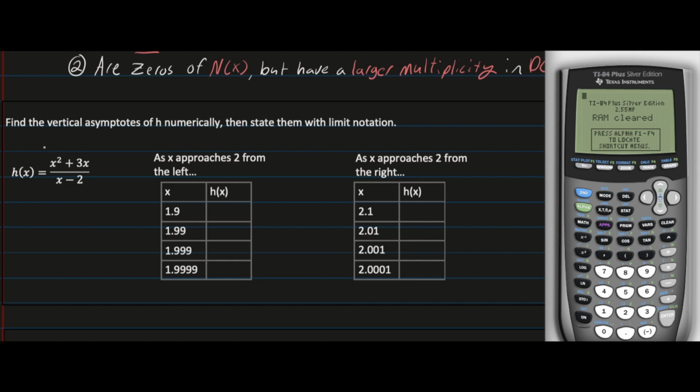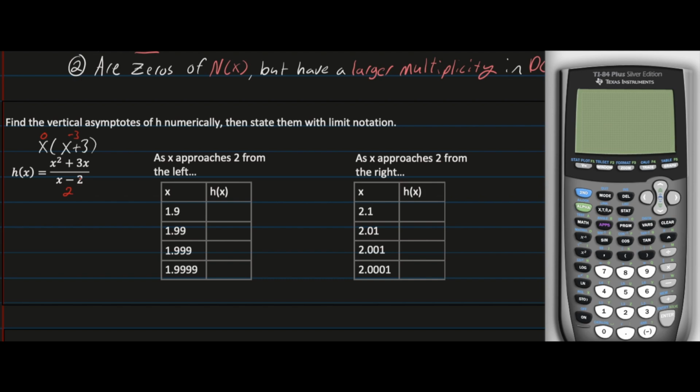So I'm going to factor it. The numerator will be x times x plus 3, and the denominator will be just x minus 2. That doesn't need any factoring. If we look for what makes the numerator 0, we have 0 and negative 3. What makes the denominator 0 would be a 2. Since none of those are in common, the 2 in the denominator is a vertical asymptote.